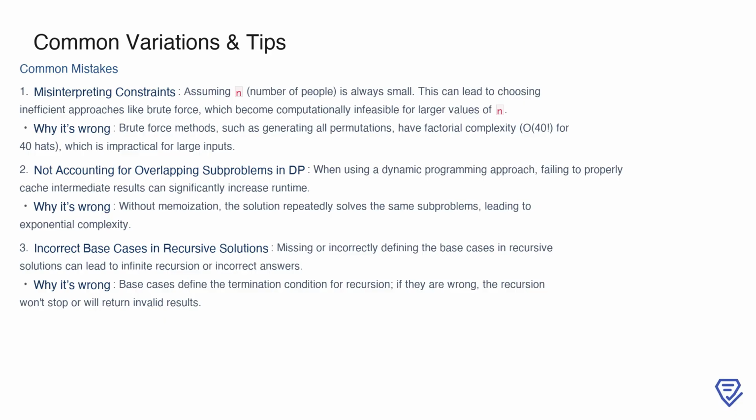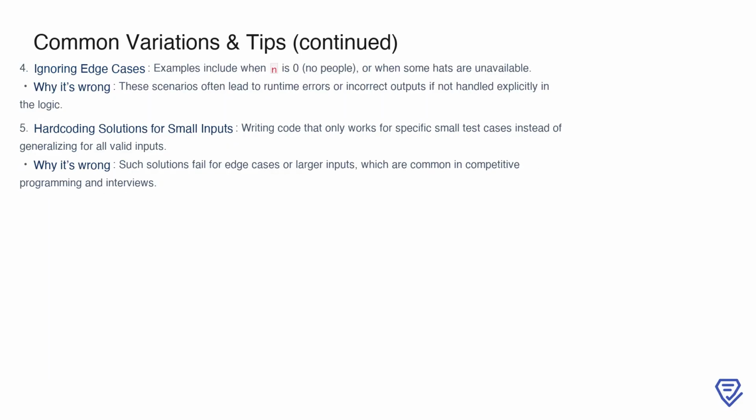or returning wrong results. Another common pitfall is ignoring edge cases, such as when n equals 0, meaning there are no people, or when certain hats are unavailable. Neglecting these scenarios often results in runtime errors or incorrect outputs. Additionally, hard-coding solutions for small inputs can be problematic. While it might be tempting to write code that handles specific test cases, these solutions don't generalize well. For instance, code that works for n equals 2 might fail for larger values or unexpected inputs. This lack of generalization is a frequent failure point in interviews and competitive programming, where robustness and scalability are critical.